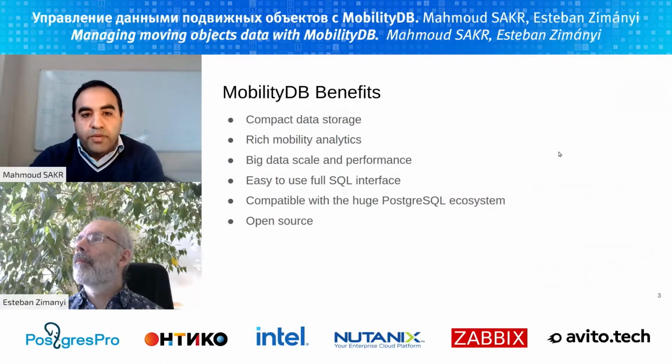So in short, MobilityDB provides these benefits. It has compact data storage for mobility data. It comes with a big number of functions to provide rich mobility analytics. It scales, it integrates with Citus in order to have cloud deployment. We will show this during the tutorial. It's easy to use because the query is in SQL. It's compatible with the PostgreSQL ecosystem because it's an extension, it's not a fork, and it's open source.